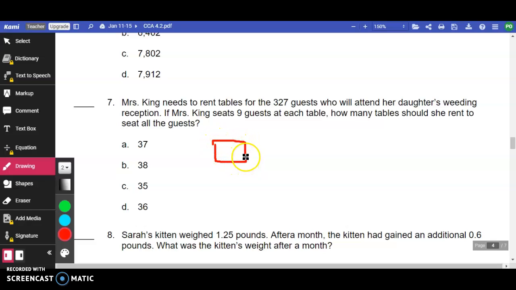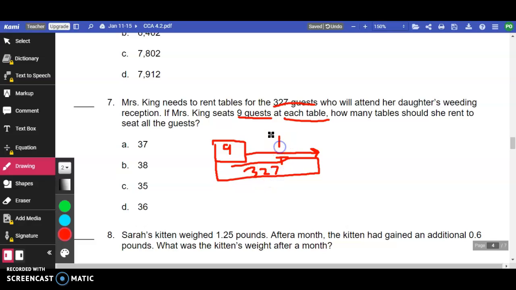So I don't know how many tables there will be. There's a table, and I don't know how many there will be. I'll put T for tables. I do know there'll be 9 guests at each table, and there will be 327 guests. That means I could put 9 at each of these tables, and when I put all the tables together, there should be 327. And I'll rewrite my T so it's clear.